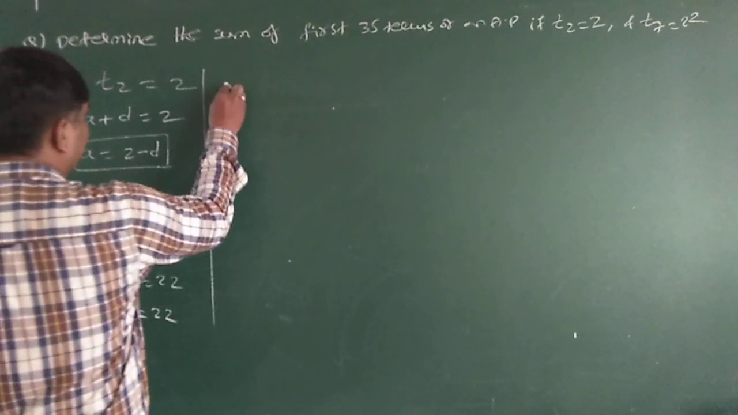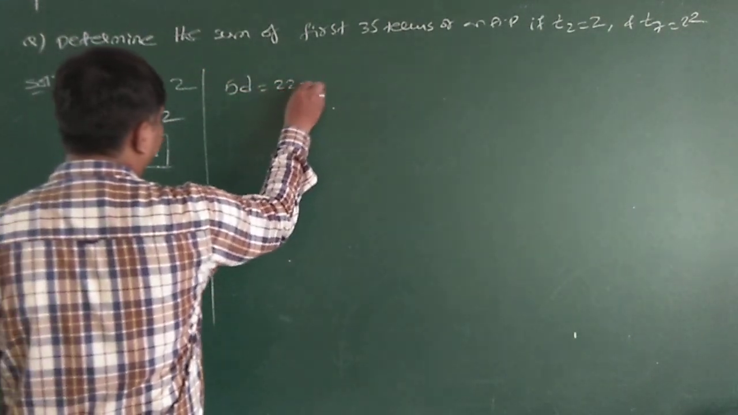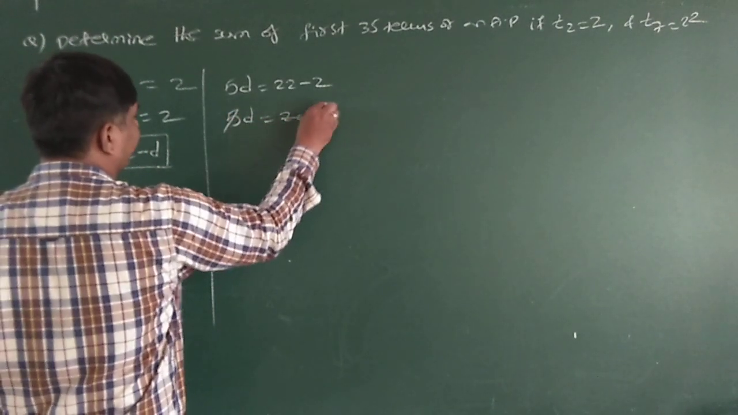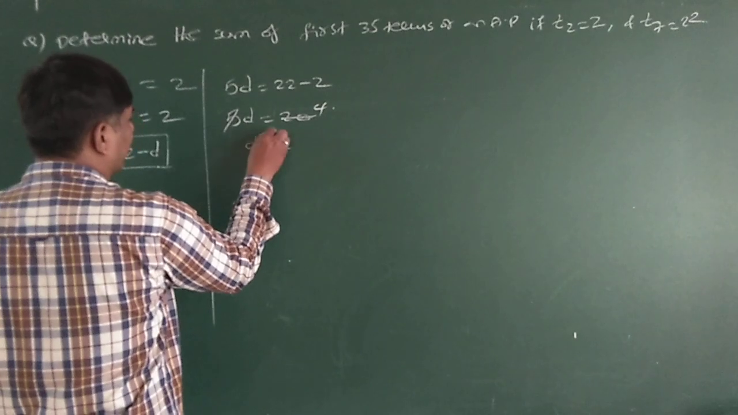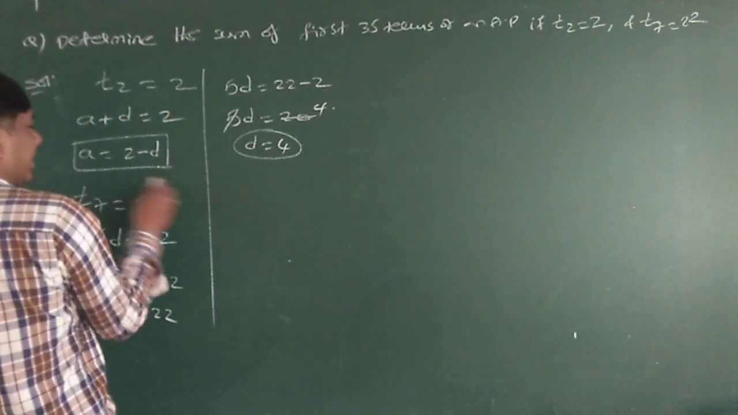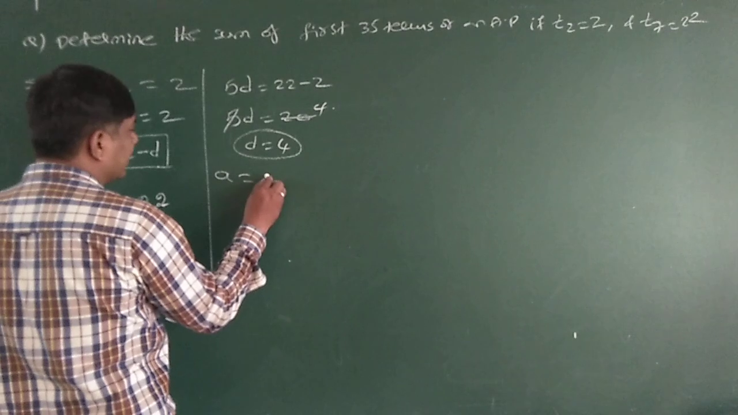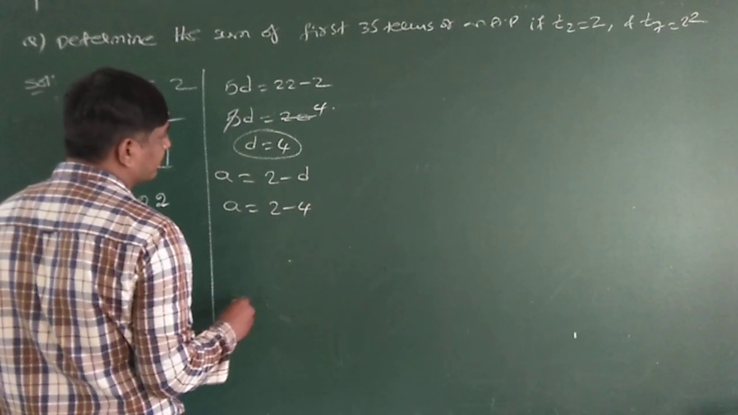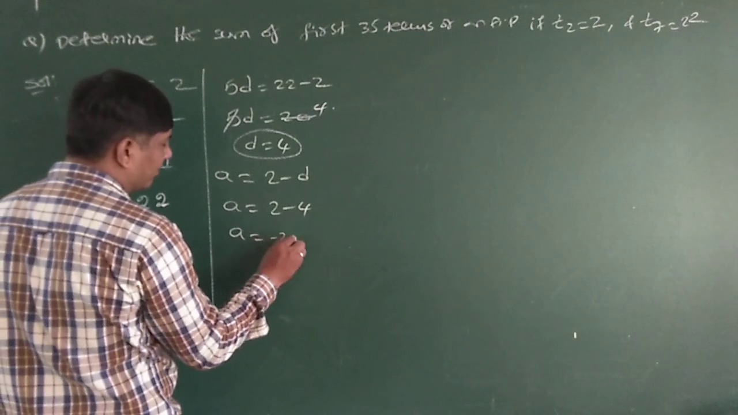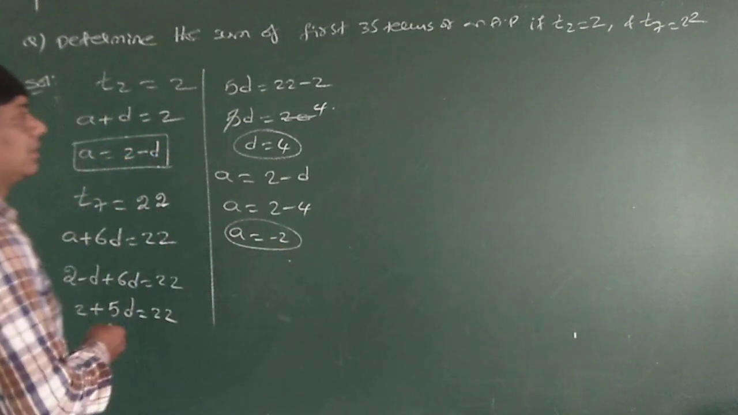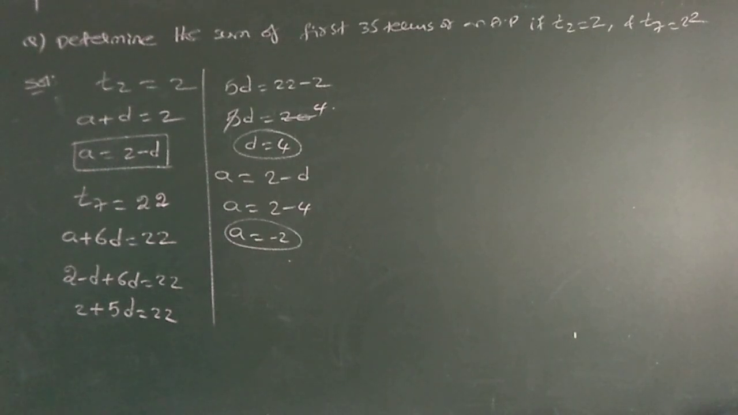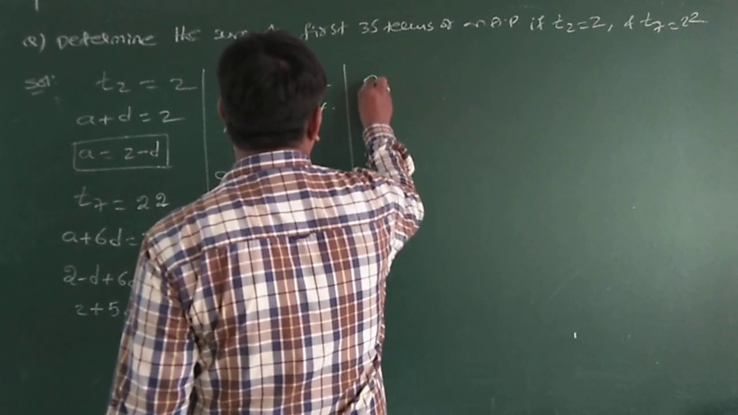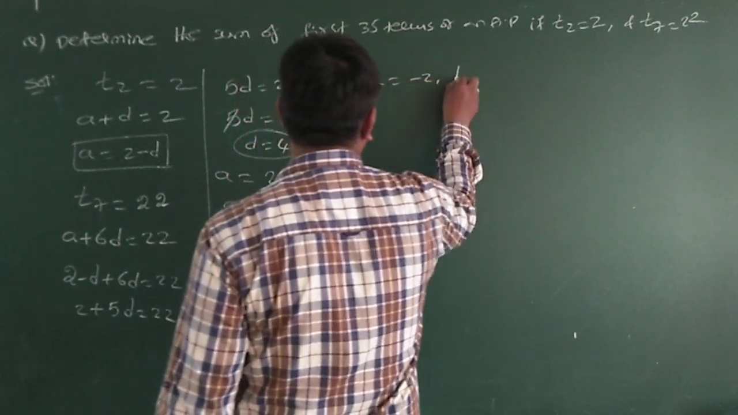Now transpose the values here. 5d is equal to 22 minus 2, 5d is equal to 20. 5 ones, 5 fours, d is equal to 4. Now substitute this d value here, then we will get a. a is equal to 2 minus d, a is equal to 2 minus 4, a is equal to minus 2. So a is equal to minus 2, d is equal to 4.